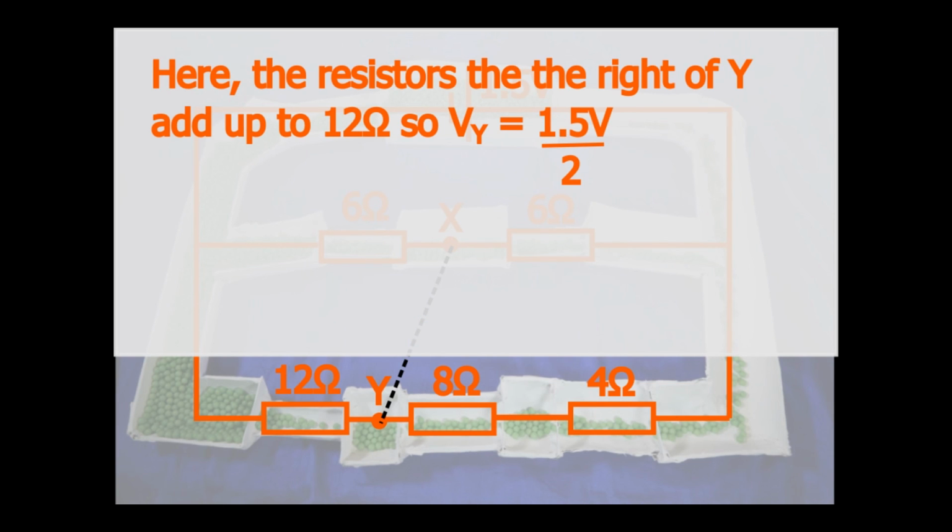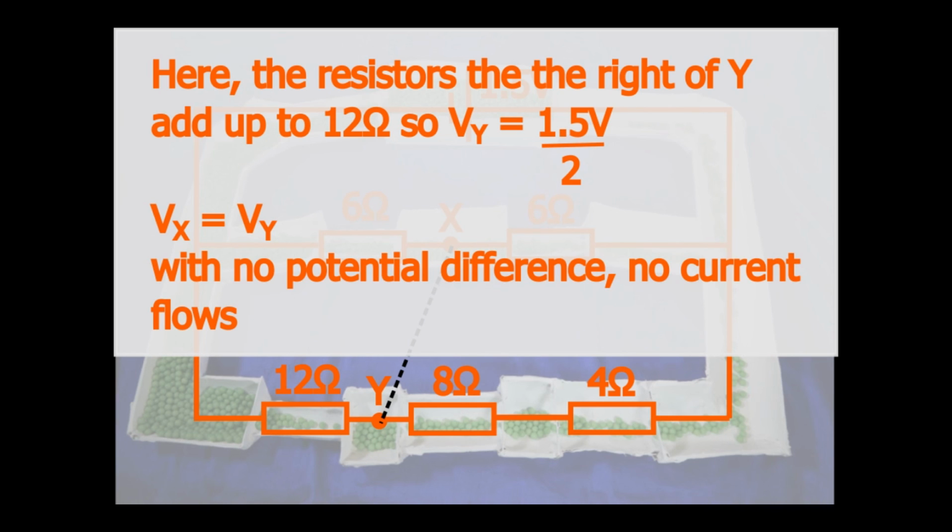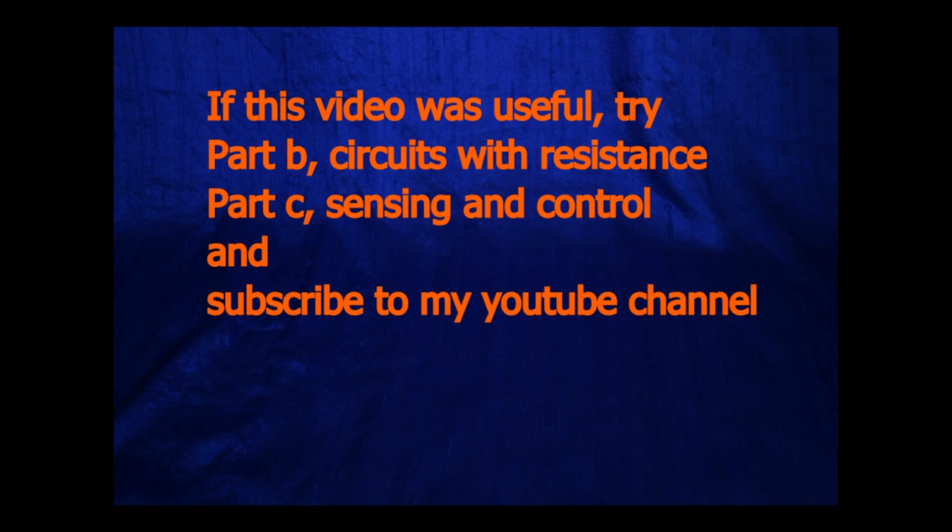In branch Y, the two resistors to the right of Y add up to 12 ohms, so again we've got equal sized resistors either side of Y, and the voltage at Y is 1.5 volts over 2, so supply voltage over 2. Vx is equal to Vy, and there's no potential difference between those two points, so there's no current flowing. That's the end of this video.